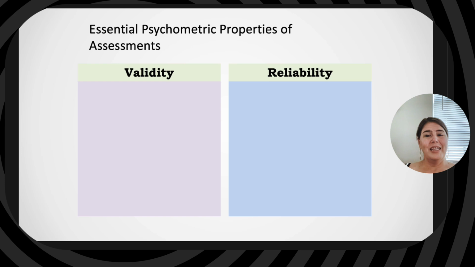Validity has to do with the accuracy of the test, and reliability, on the other hand, has to do with consistency. So with validity, the central question is, does this measure what it's supposed to measure? And that is where I see a lot of students struggling.